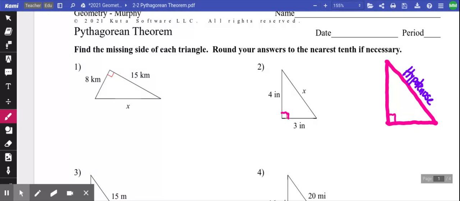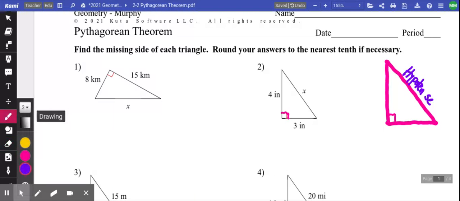Hypotenuse. It sounds like a fancy word. It is a fancy word. If you're looking to impress your friends, hypotenuse is the right word to use because people will be very impressed.